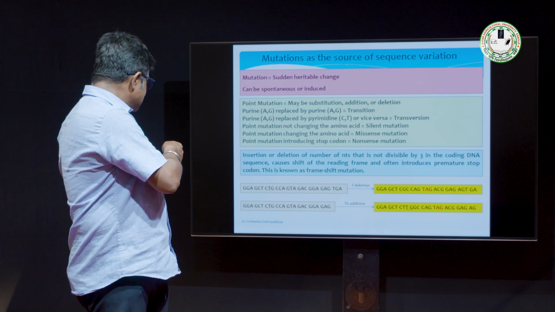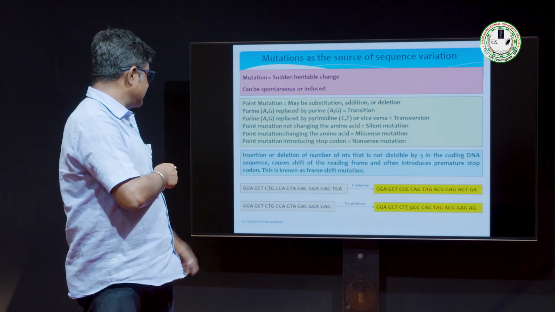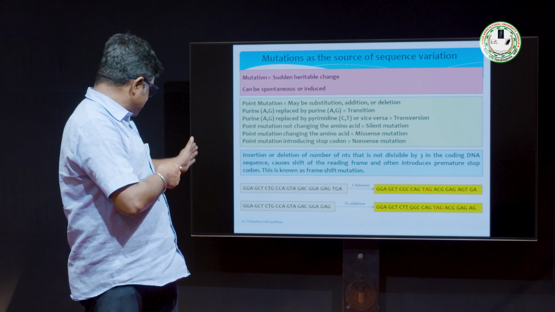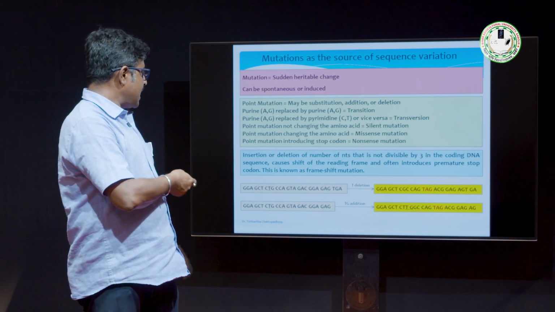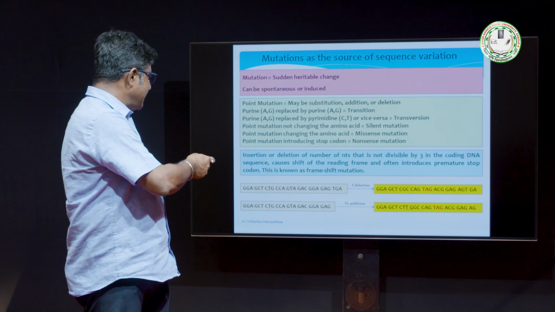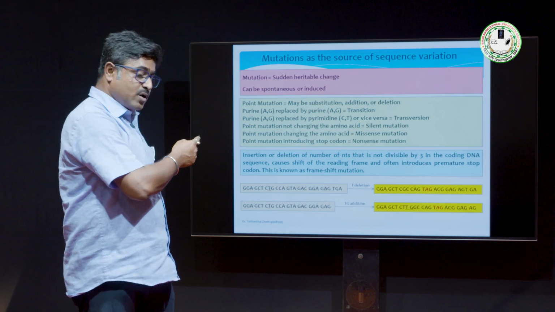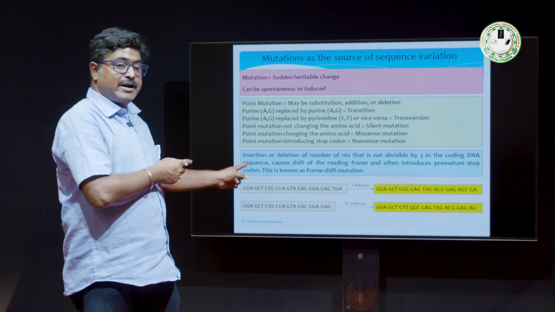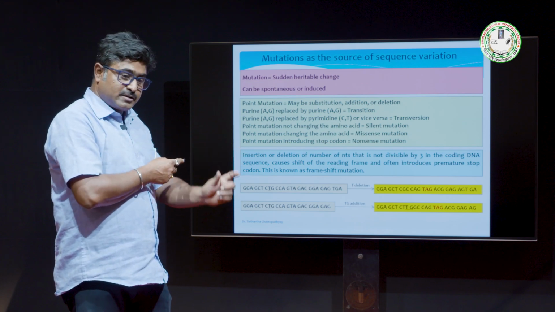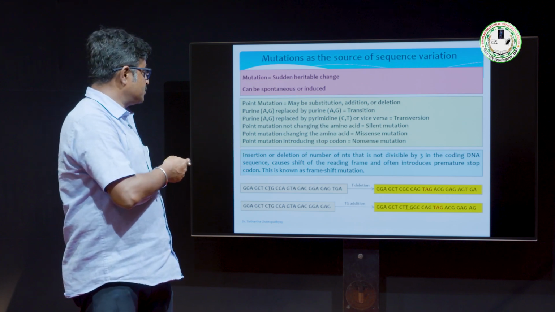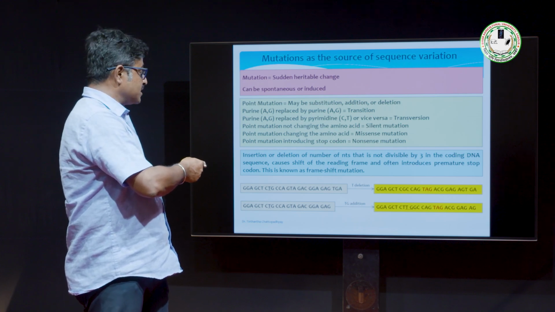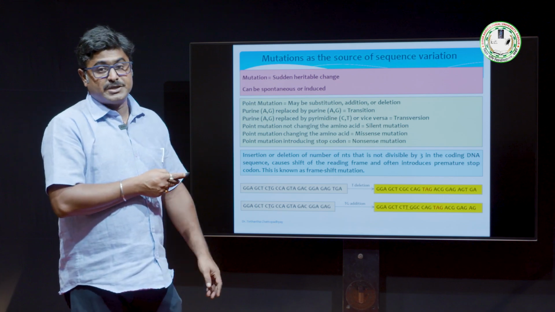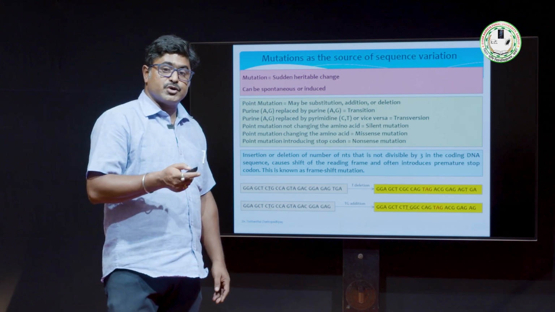So suppose the T is deleted, then the reading frame changes: GGA, GCT, then CGC, CAG, and you look, here comes a new TAG codon, which has not come due to any insertion or deletion of it, but rather the open reading frame lost the T, so the triplet reading frame is now changed. So there is an incorporation of a premature stop codon. Often this kind of frameshift mutation introduces premature stop codons.